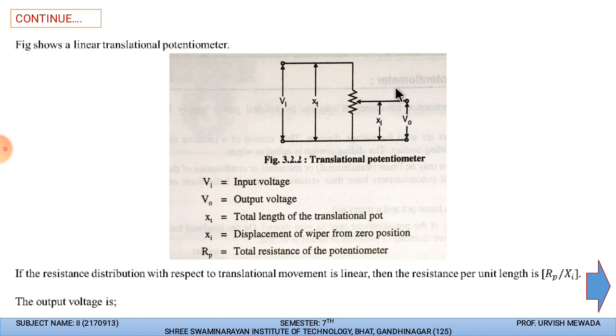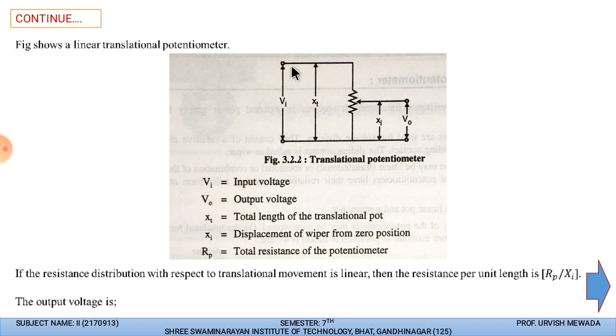So let us discuss the linear translation potentiometer. In this diagram you can see the resistance connected with the supply voltage Vi, and this is Xt, the total length of the translation pot, and this is Xi, the displacement of the wiper from the zero position. The zero position is the point at which the resistance will offer the maximum resistance, and this is the point at which the resistance will offer the minimum.